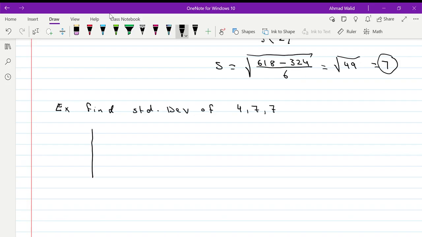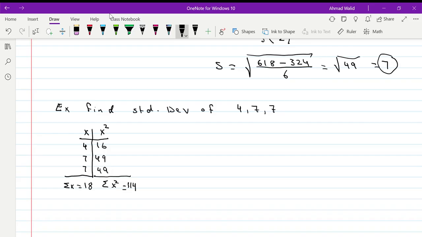I don't want to calculate the mean, for example. I'm too lazy to calculate the mean. Here is my x, 4, 7, 7, and the sum of x equals 7 plus 7 plus 4, which gives you 18. Here I will calculate x squared, which gives me 16, 49, 49, and the sum of x squared equals, I think, 114.